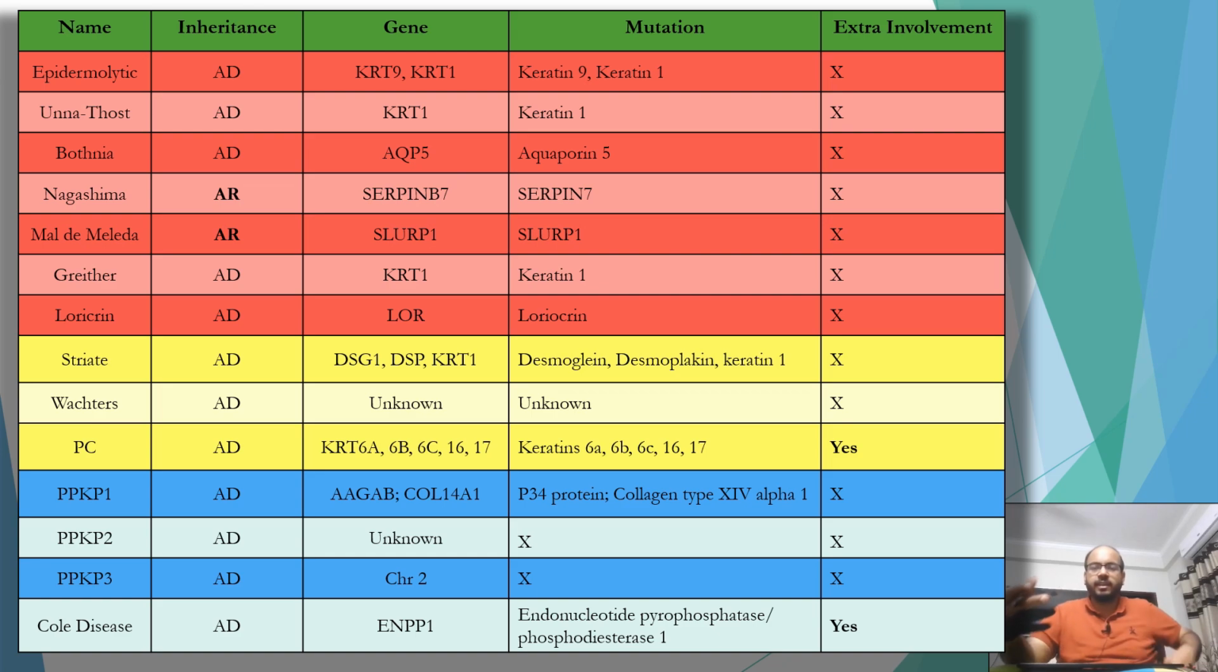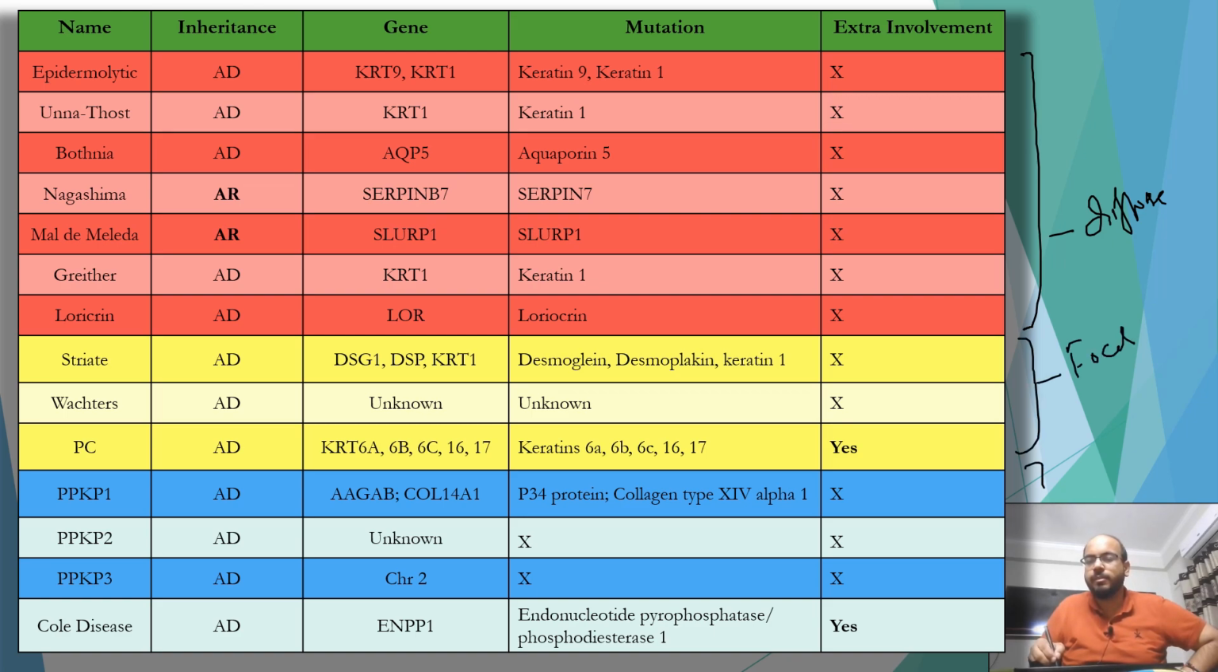So I'll wait for 5 seconds till you take a screenshot of this. It's a good summary. People have asked me that in cases of genetic disorders, I should also give a summary of genes and their inheritance. The disorders that are in red are the diffuse PPK. The yellow one is focal PPK, while the blue one is punctate PPK. So it's the same color scheme that I've followed in the initial part of the lecture.